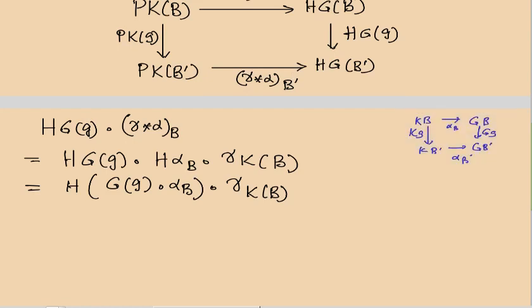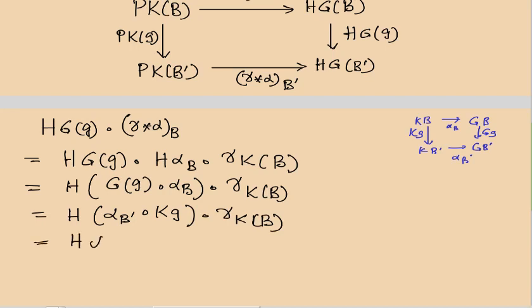So then GG composed alpha B is nothing else but H of alpha B prime composed KG composed gamma KB. Yeah? Right? So this is now H of alpha B prime composed HKG composed gamma KB.